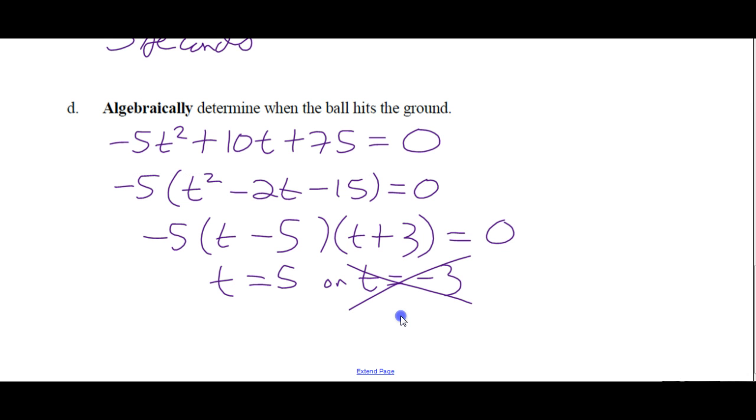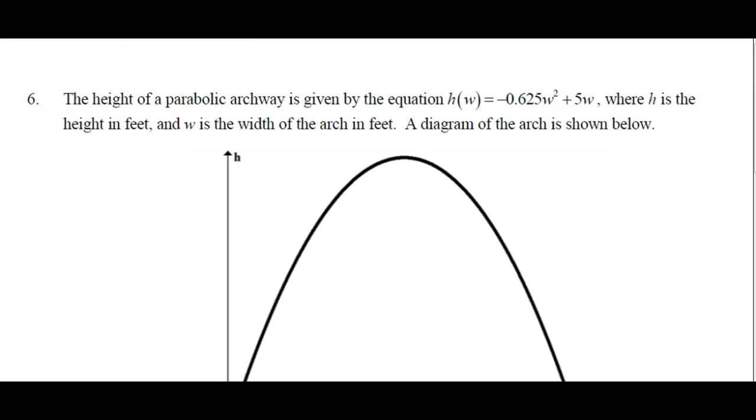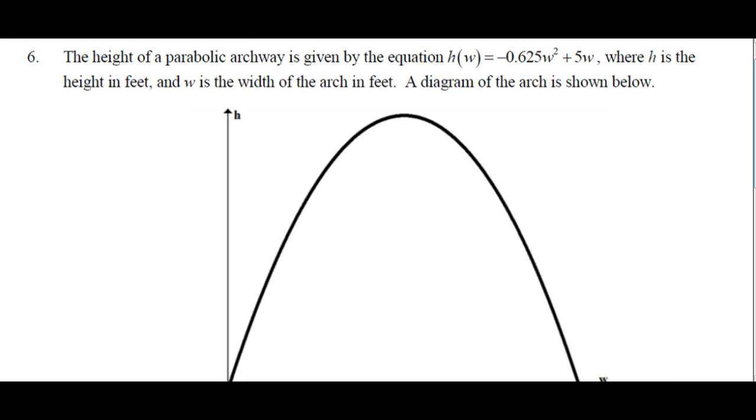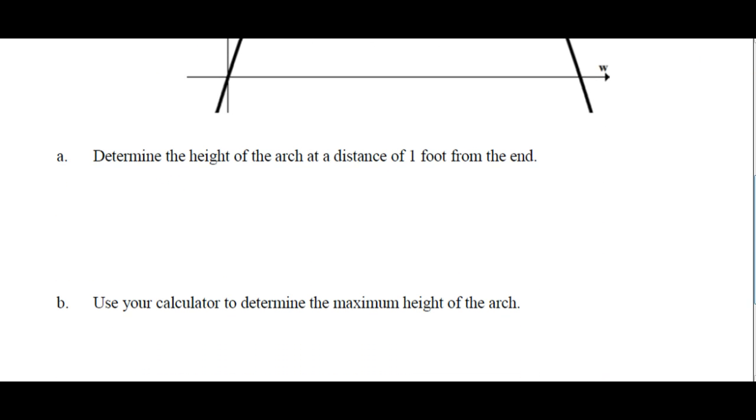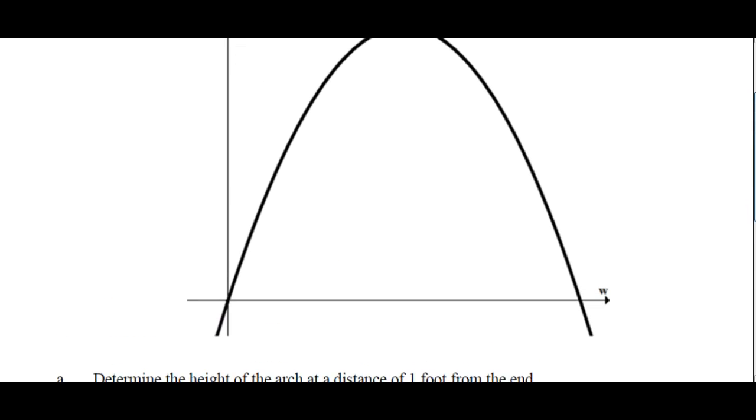Okay. Questions? The height of a parabolic archway is given by the equation h of w is negative 0.625 w squared plus 5w, where h is the height in feet and w is the width of the arch in feet. A diagram of the arch is shown below. Determine the height of the arch at a distance 1 foot from the end.